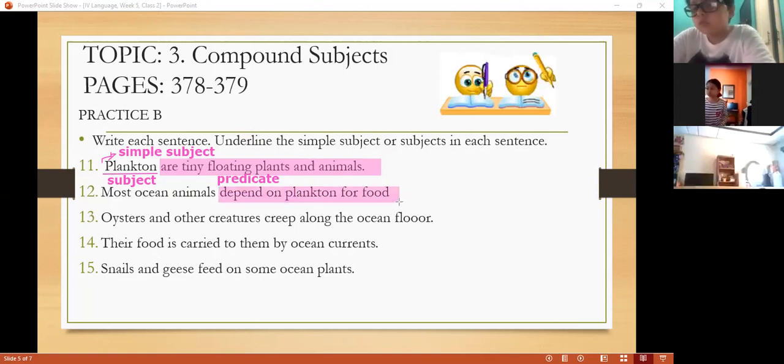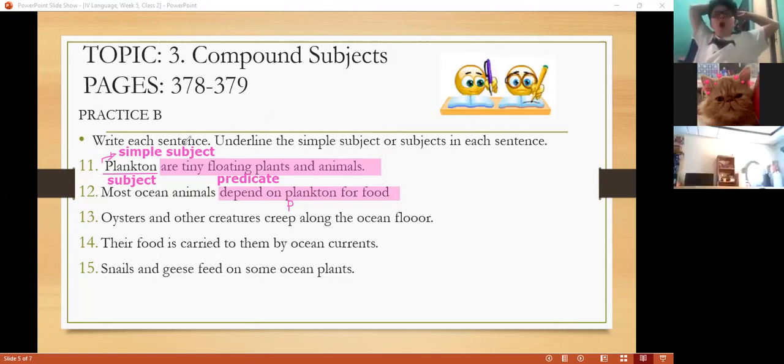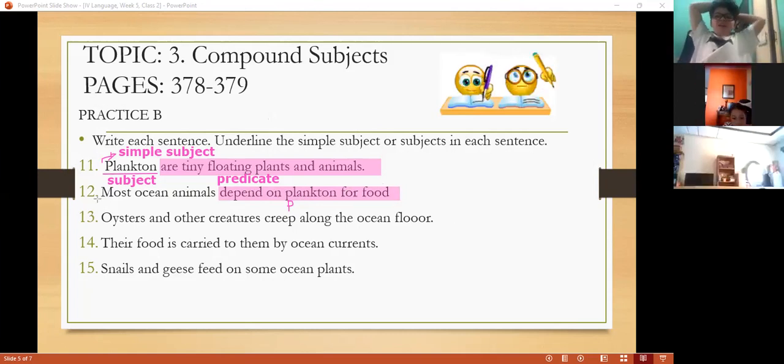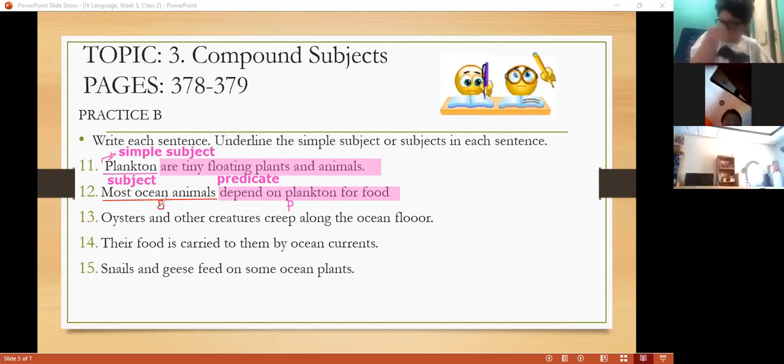Depend on plankton for food is the predicate. So you are not going to look for the subject in the predicate. I'm going to write just the letter P, because predicate stands for P. I'm not going to look for the subject or simple subject in the predicate. Most ocean animals is the subject, so I'm going to use another color and write the letter S for subject.